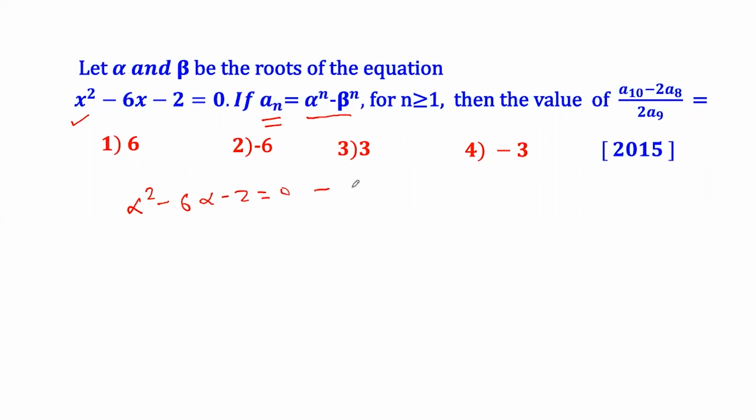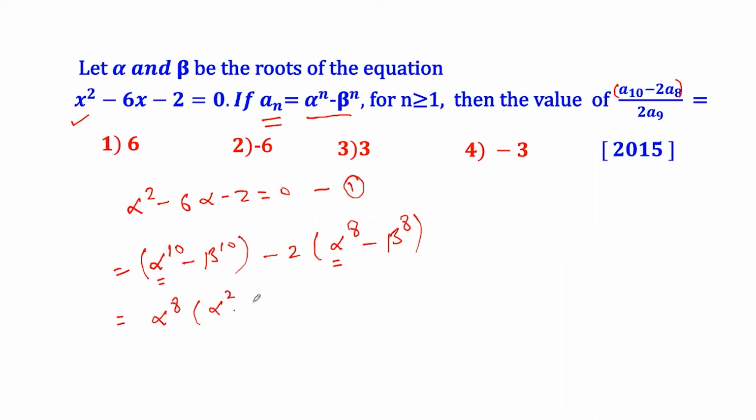First thing. Second, A10 minus 2A8. What is the value of this, right? A10 means alpha to the power 10 minus beta to the power 10 minus twice of alpha to the power 8 minus beta to the power 8, right? See, this alpha to the power 8 is common. Alpha square minus 2, minus beta to the power 8 is common. Then this will be beta square minus 2.